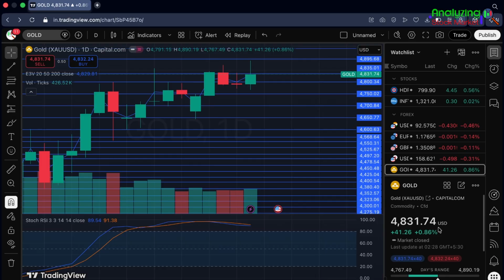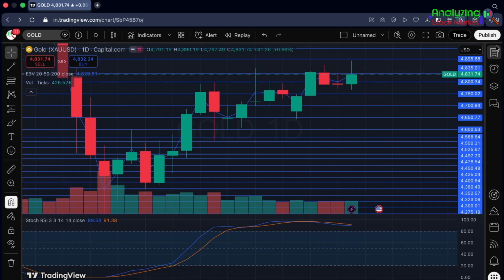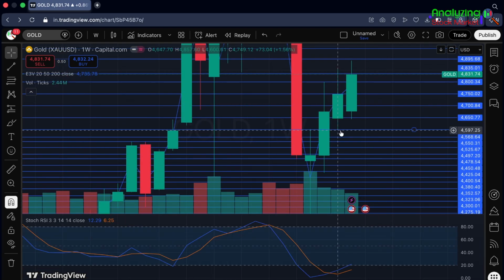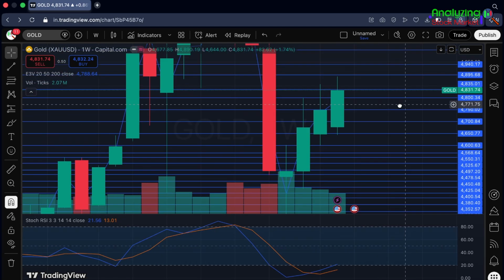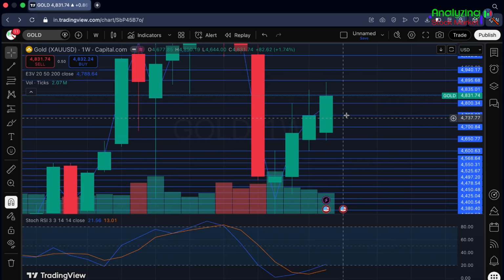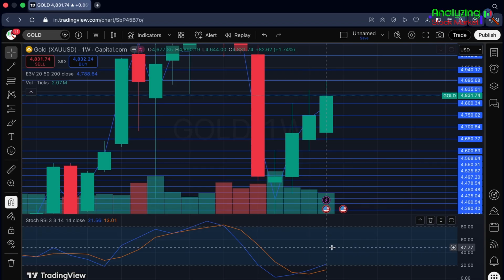I'll also be marking some important support zones and resistance zones which will help you to take better stop loss and target levels according to your bias for this week. So let's open a weekly chart over here. Currently in this weekly chart we can see a good bullish candle with a big body, a small lower wick and a small upper wick. The stochastic RSI is around 13-21 level, which is indicating positive momentum.